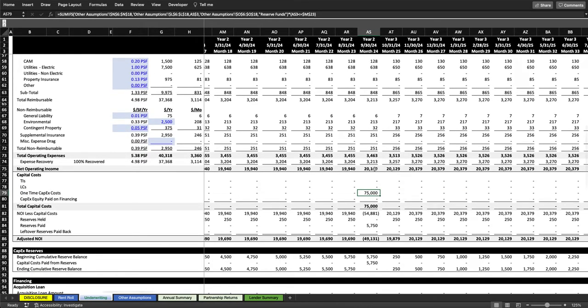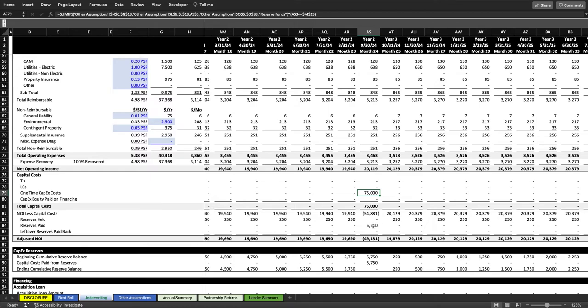So your NOI at month 24 is 20,000. You're subtracting out 75,000. So your total NOI less the capital cost is $54,881, right? Because you have 20,000 of NOI, but then you're paying 75,000 for the capital cost, so you're out $54,000. Well, based on the amount of reserves you have, $5,750 worth of reserves currently.